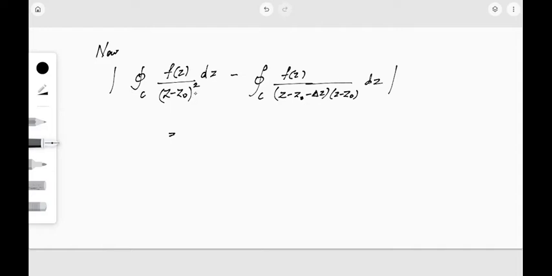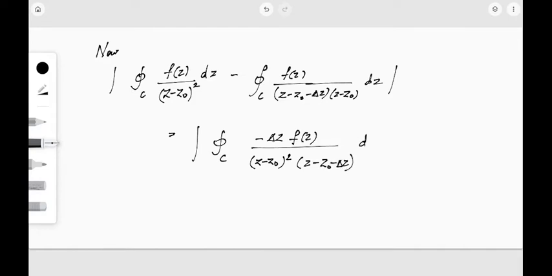again the same thing, right? I'm taking LCM and writing. So here we have to multiply it by z minus z dot minus delta z, and here I have to multiply by z minus z dot. So the same calculation comes. So we'll have modulus of integral over c minus delta z into f of z divided by z minus z dot square, just like we had done before. Taking LCM, we will get this modulus. These two values are equal.